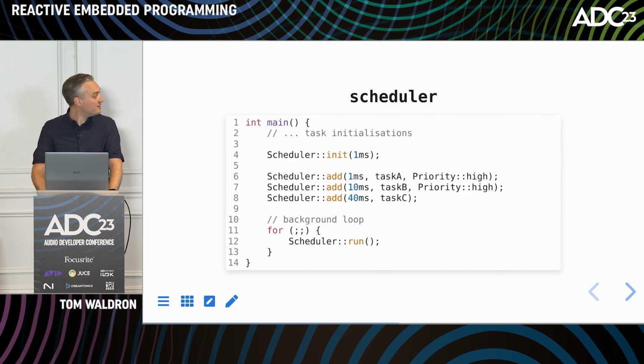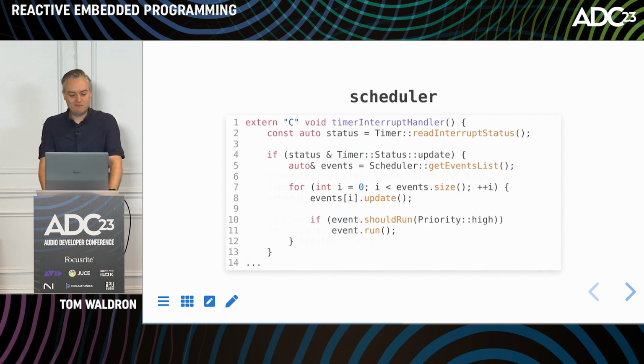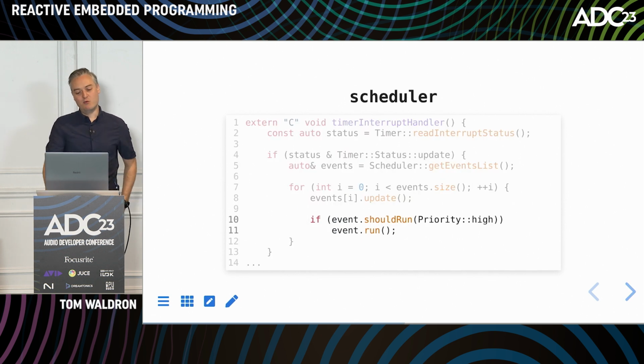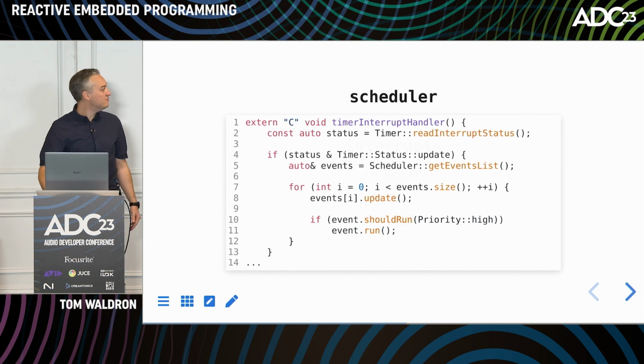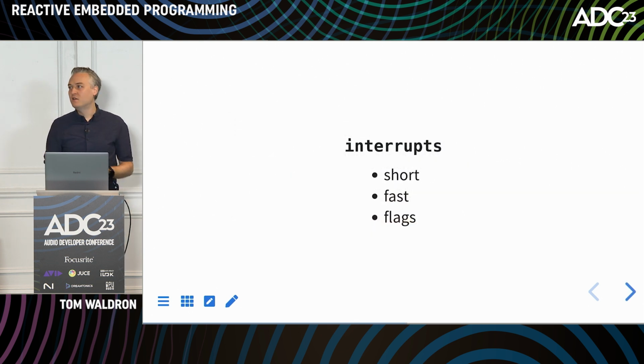So maybe we'll just add to our scheduler this little extra flag for certain tasks, right? We'll tell them, run at a higher priority. And task C, leave it where it was. And this time around, we'll iterate through our events, and in our little timer interrupt, just for the high priority tasks, we'll check whether they need to run right now. And we'll run them right now in interrupt context. So they will interrupt task C.